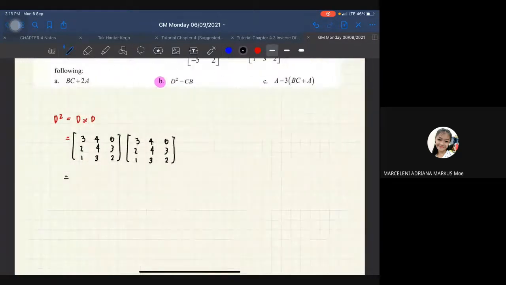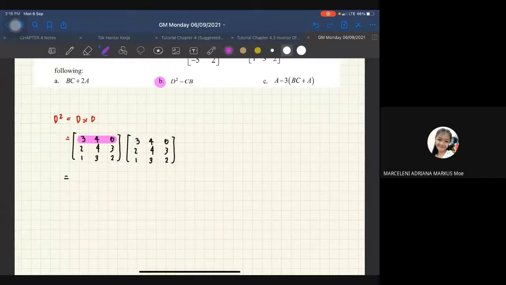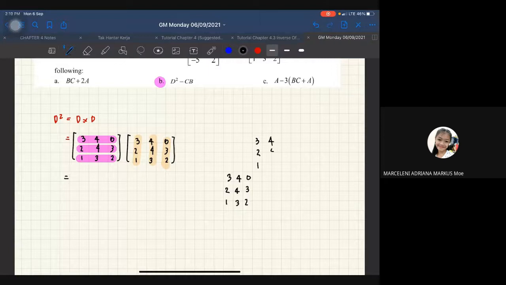Okay, so cara dia adalah kita akan susun matrix ni. Kita buat table dulu. Tak, susun dulu. So kita susun. Okay, so kita akan ambil this one dengan this one. Kita akan susun dia melintang horizontally. So we have 3, 4, 0, 2, 4, 3, 1, 3, 2. Okay, and then for the second matrix, kita akan susun dia menegak macam ni. So saya akan letak dekat atas ni. So we have 3, 2, 1, 4, 4, 3. And lastly is 0, 3, 2.